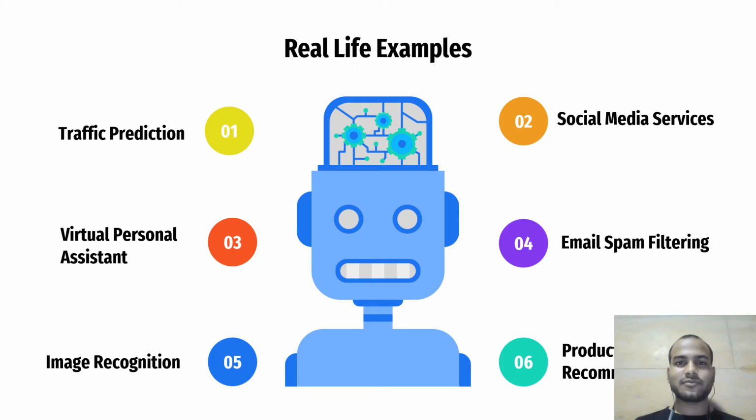Hello guys, I am Shaurya Kumar Gupta, and the real life examples of machine learning are traffic prediction, social media services, virtual personal assistants, email spam filtering, image recognition, and product recommendation. In social media, you see different types of products recommended on different accounts. It processes your previous data and your personal data, and on the basis of that it recommends different types of products.